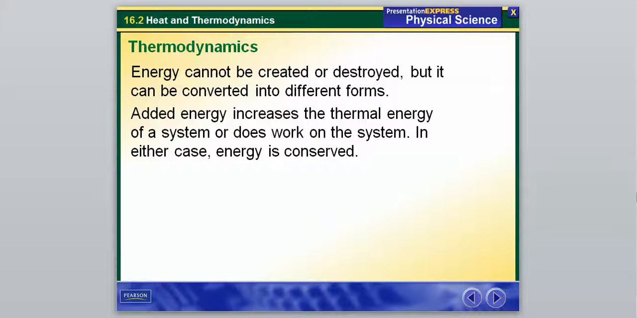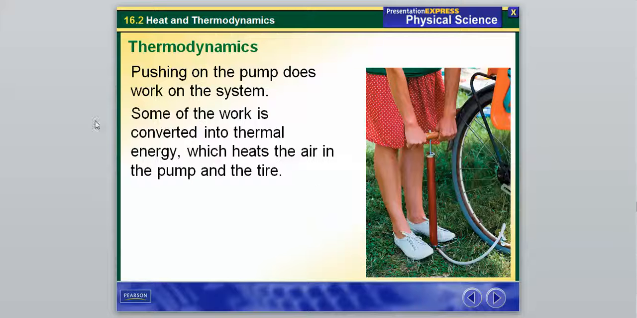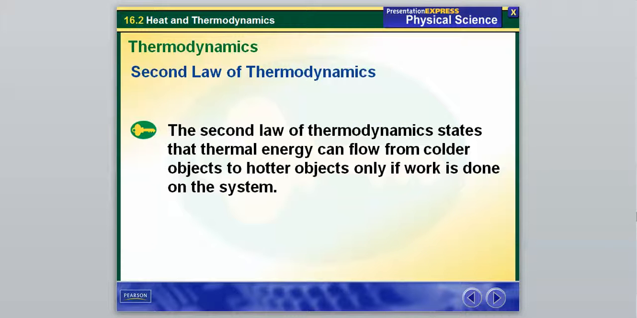No matter what you do, even when you add energy in one way or the other, the energy is never created and never destroyed. An example they give here is that pushing on the pump does work on the system, going into the tire with the pump right here. Some of the work is converted into thermal energy, which heats the air in the pump and the tire. Thermal energy is going to be a lot with friction and heat and things like that. So again, it's all conserved. None of the energy is actually lost or destroyed at any point in time. So that's our first law: energy is conserved.